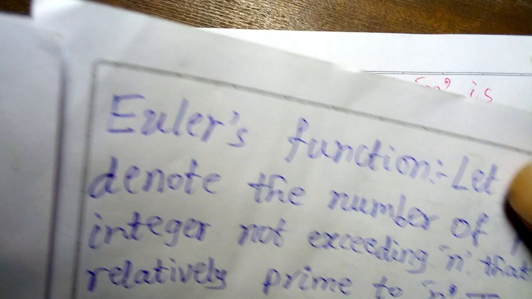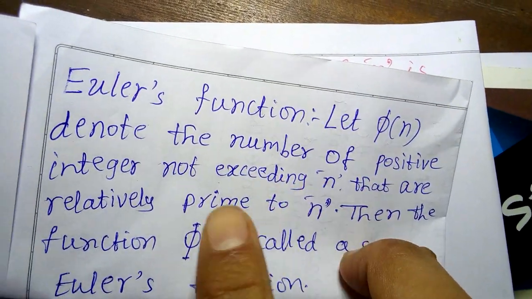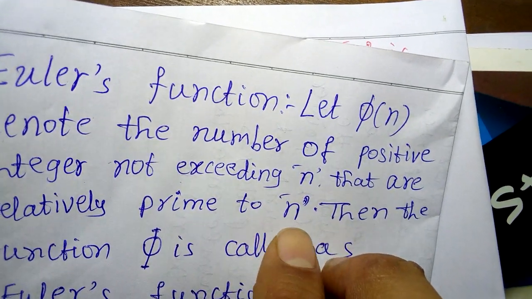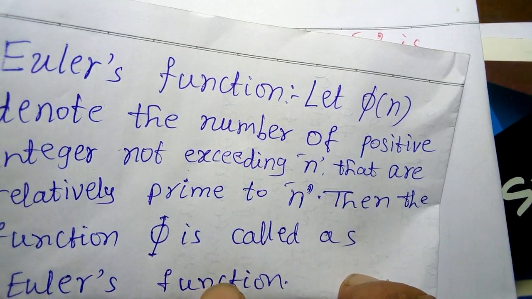What is Euler's function? Let phi of n denote the number of positive integers not exceeding n that are relatively prime to n. Then the function phi is called Euler's function.